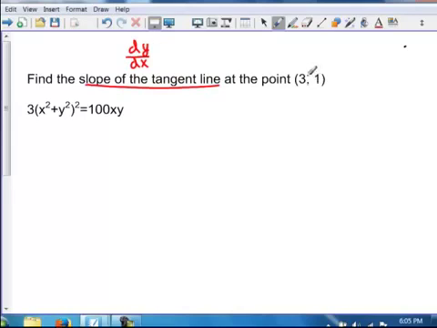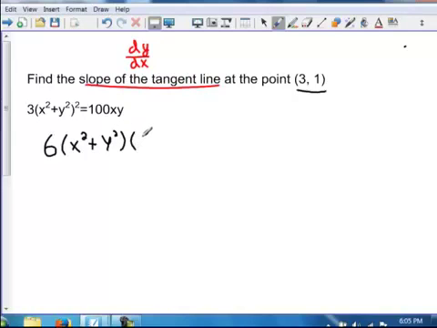And we want it at the point (3,1), so we'll use that, but we won't use that yet because we've got to find dy/dx. So let's go ahead and use our general power rule. We get 6, the function as is, to the first power.